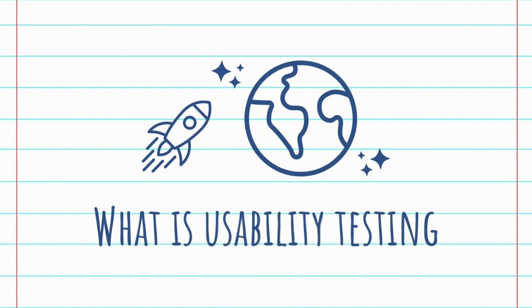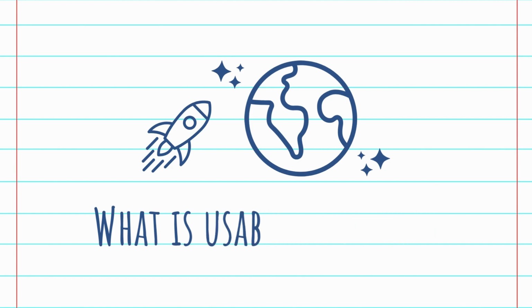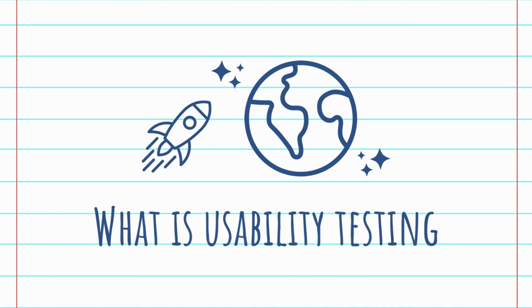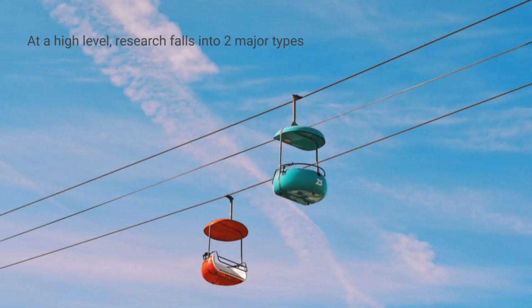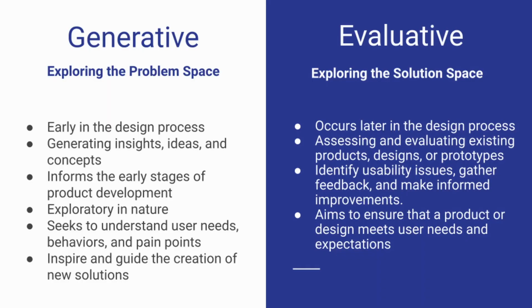I'm not going to talk about why we need to do research, as I'm sure that's been covered, but I want to focus on how to do the research at a practical level. So let's take a step back and talk about, at a high level, the two major buckets of research. The types of research you would typically be doing when you build digital products fall under either generative research or evaluative research. Generative research is done early in the design process when you're exploring the problem space.